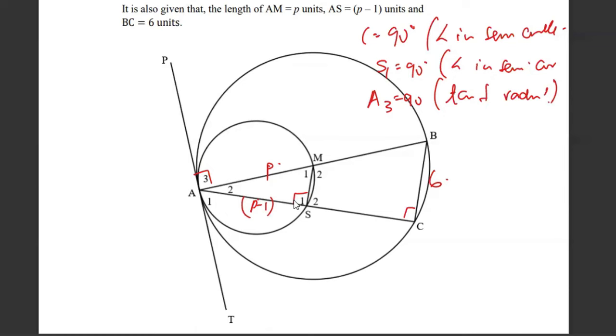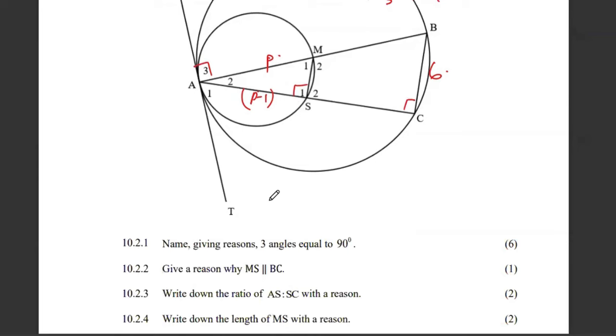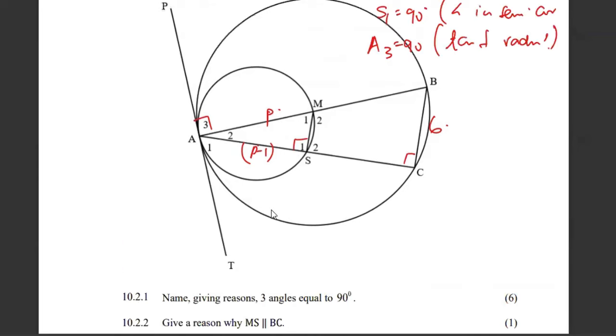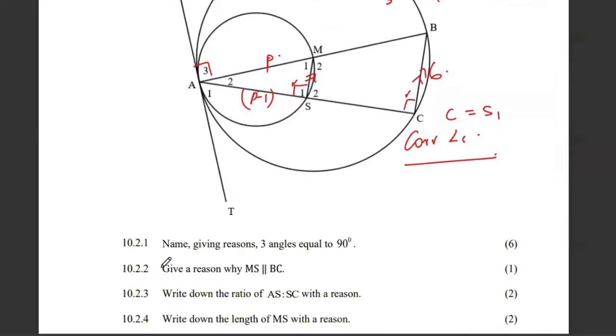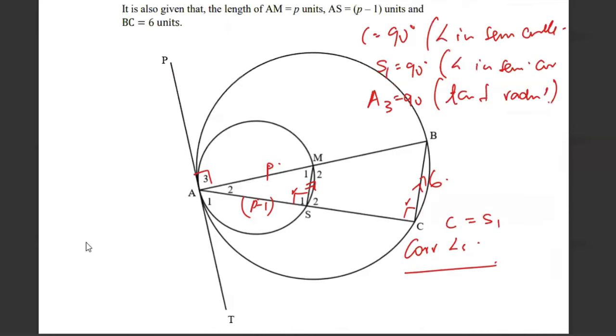All right, then 10.2.2. Can we give a reason why MS is parallel to BC? So there's a 90, there's a 90. The reason is going to be converse of the corresponding angles. Corresponding angles tell us that C is the same as S1. And then you give us the reason, corresponding angles.